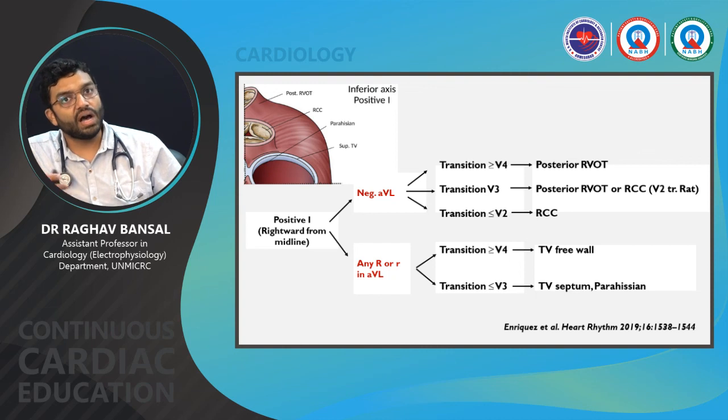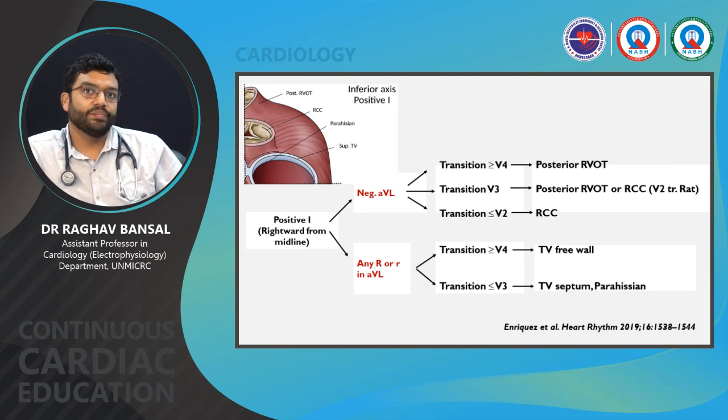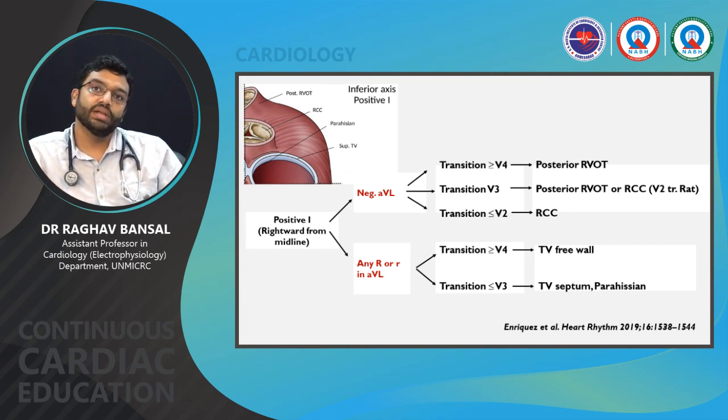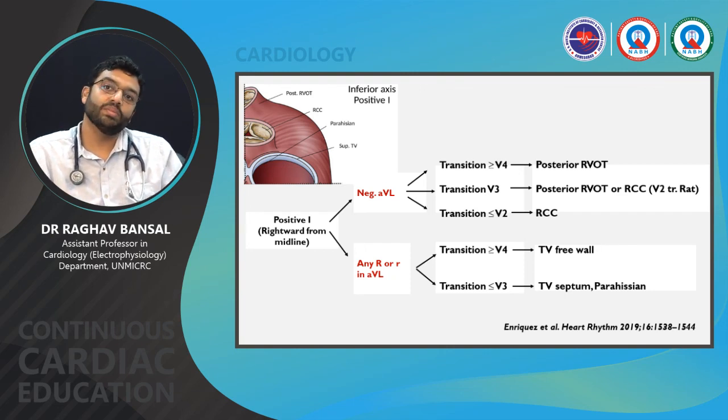However, if there is an R wave in aVL, it suggests origin from a more inferior structure, which includes the tricuspid annulus or the parahisian region. To differentiate between these further, we have to look at the transition. If the transition is late, which is later than V4, it points towards the RVOT. If the transition is very early, that is before V2, then it is mostly arising from the right coronary cusp. Again, near the tricuspid annulus, if the transition is very late, it is arising from the tricuspid annulus, and if the transition is earlier, then it is mostly arising from the tricuspid septum or the parahisian region.